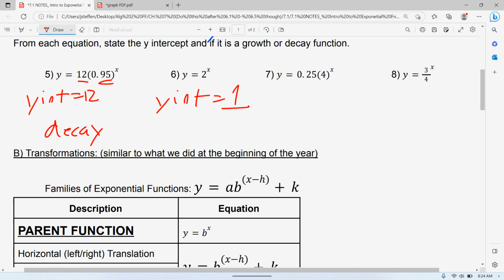It's always 1. It makes sense. Remember how you find your y-intercept? When you have any equation and you want your y-intercept, you put 0 for x. If you put 0 for x in that, 2 raised to the 0 is always 1. That number, that 2, is telling you if it's growth or decay. That is bigger than 1, that's growth.